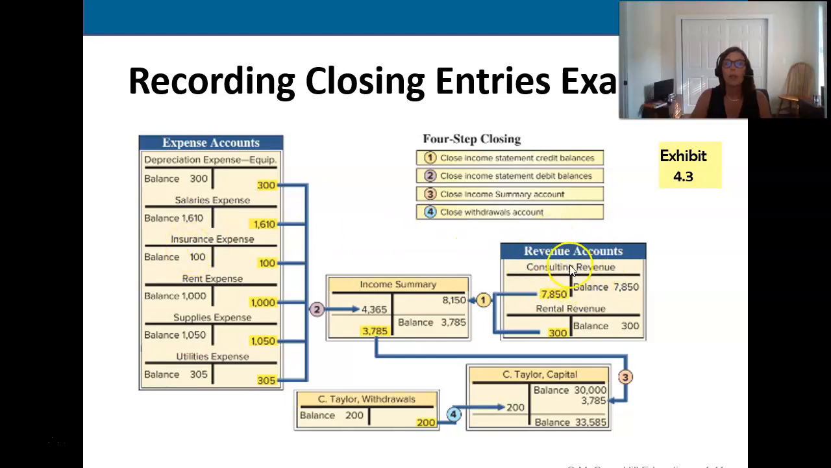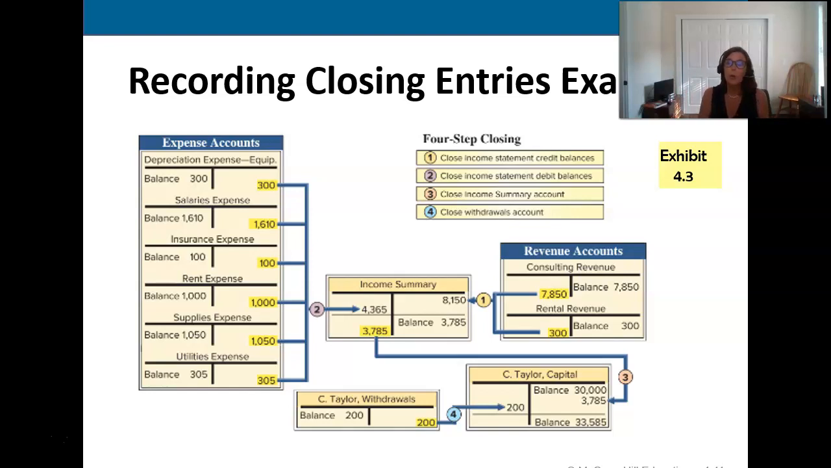We've got over here our revenue accounts, and between the two, we've got 7,850 and 300 from our two sources of revenue for a total of 8,150, and those are credit balances. Every time we earned revenue, we entered a credit, and so those are credit balances.